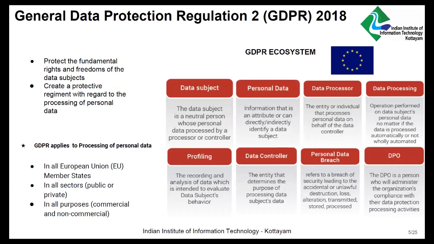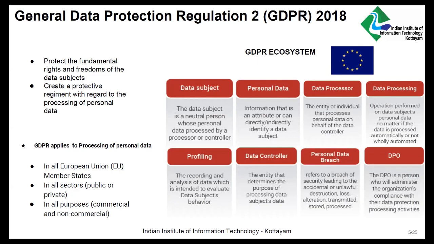So for protecting the fundamental rights and freedom of the data subject, they have considered these eight units, or you can say eight different partitions. The first one is data subject, or whose personal data needs to be protected. That particular individual is called a data subject. The next one is personal data, as in what information you want to get privatized. So that is personal data. The next comes data processor. Data processor is an entity who actually processes your data.